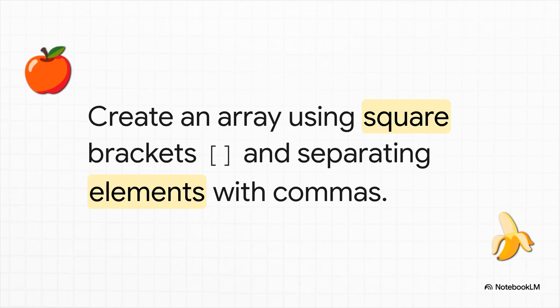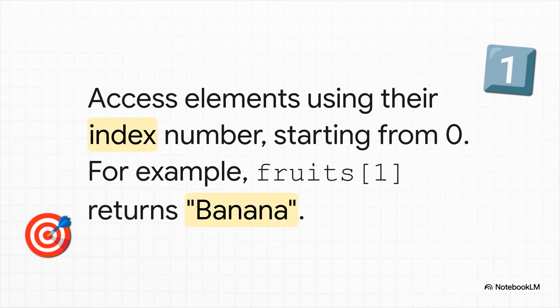And making one couldn't be easier. You just use square brackets and you separate your elements with commas. Just like that, you've got yourself a neat little list of fruits. Simple, right? Now, what if you want to grab one of those fruits out of the list? You just use its index inside those square brackets. So if we ask for fruits[1], we're not going to get apple, we're going to get banana. Why? Because apple is at index 0 and banana is at index 1. Seriously, that zero-based counting thing trips up everyone at first, so just keep it in the back of your mind.